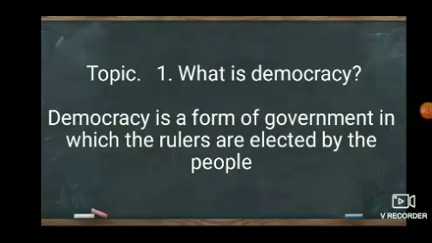Topic 1. What is democracy? Democracy is a form of government in which the rulers are elected by the people.